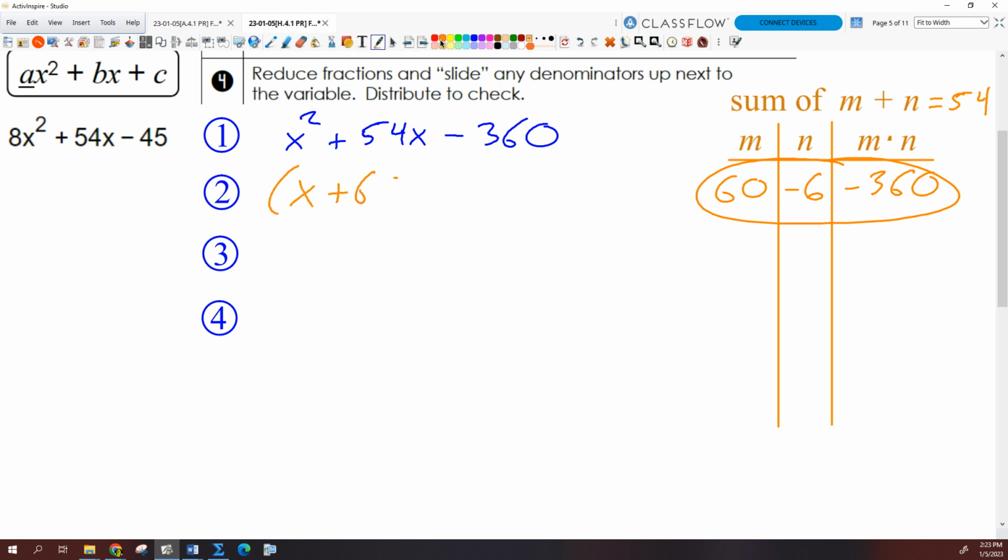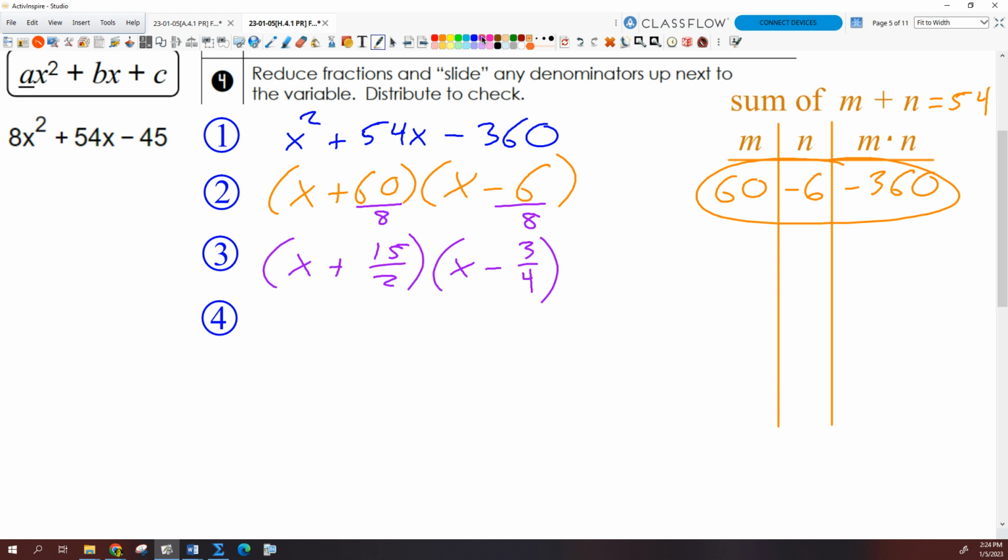X plus 60 times x minus 6. Okay, let's combine some steps here. What would I do with my magic numbers? Divide by 8. Okay, so let's just do that. And now we'll reduce, right? Okay, so what does that reduce to? 15 halves and x minus 3 over 4.